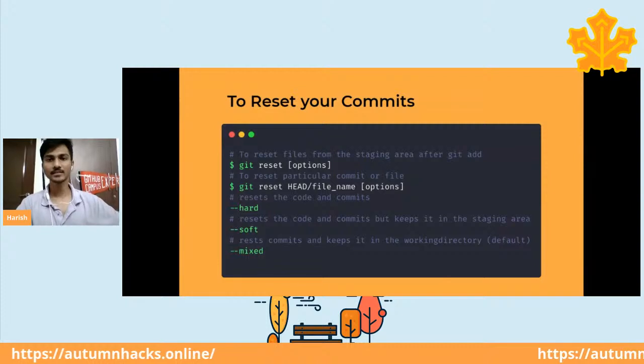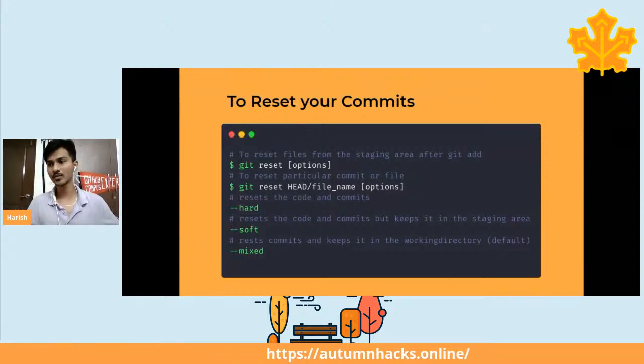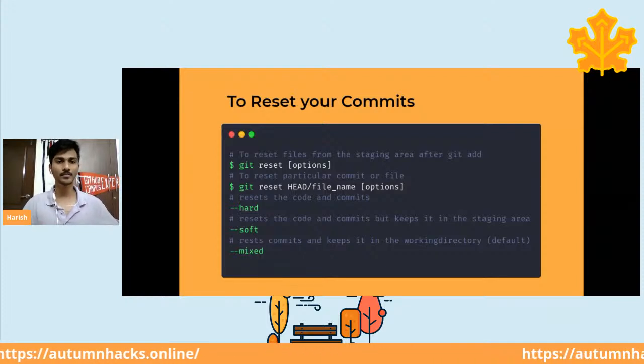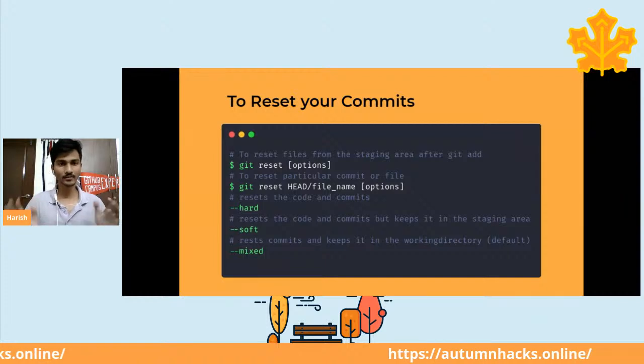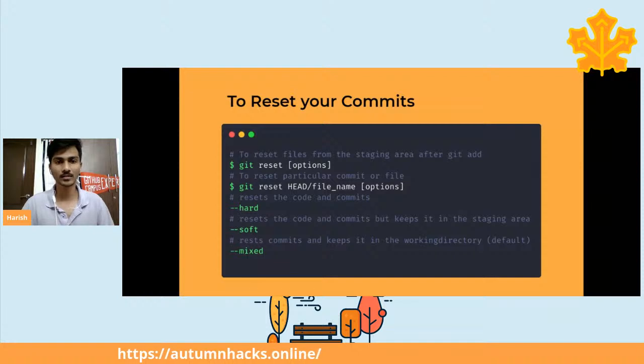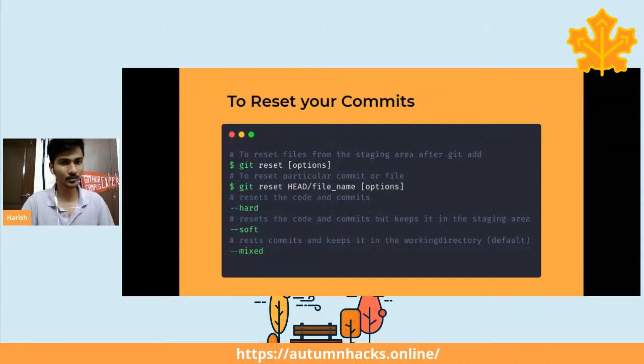Yeah. So the next thing is resetting your commits. Sometimes after making a commit, you make some changes and you want to go back to the previous commit. Like you haven't committed yet, but you have some changes in the staging area, and you want to go back. So how do you do that? These are the commands for that. So git reset HEAD, and these are some of the options which are available: hard, soft, and mixed.